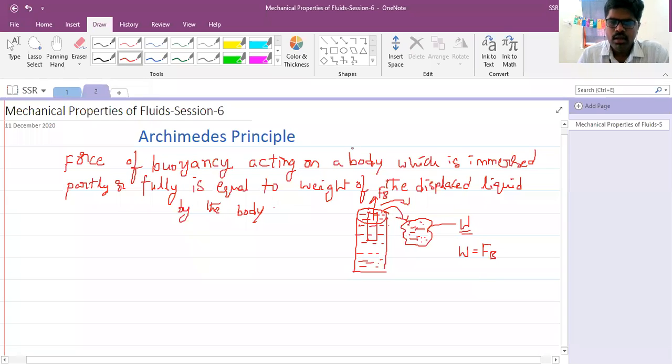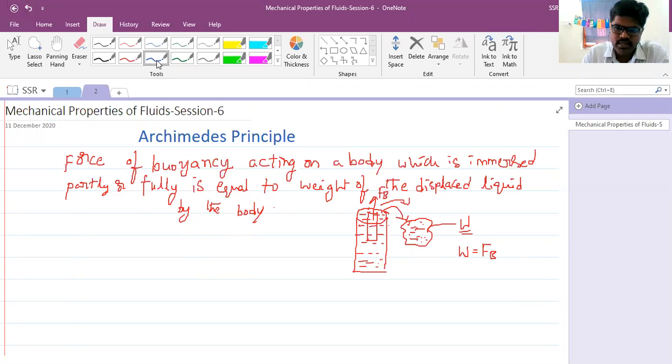Okay. So again, I'll recap: the force of buoyancy acting on a body which is immersed partly or fully in a liquid is equal to the weight of the displaced liquid by the body. So this is Archimedes principle to be understood. Now, based on this, we have certain applications. Are you clear on this point? The weight of the displaced liquid is equal to the force of buoyancy. And what is the direction of the force of buoyancy? Vertically upward direction.